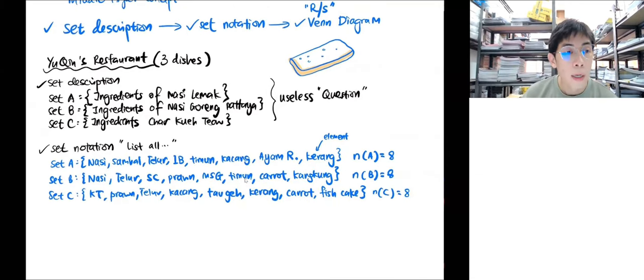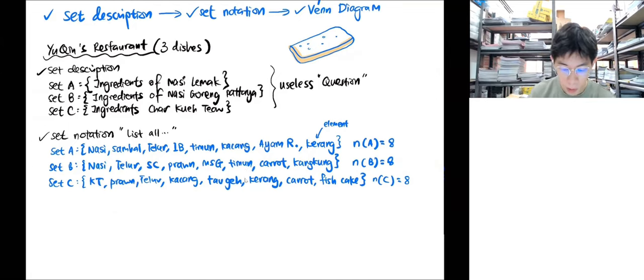You all tell me, in total, how many ingredients are there in Yuqin's restaurant? How many elements are there in total? A lot of you will say 24. But the answer is not 24. Why do I say the answer is not 24? Can anyone explain to me why?